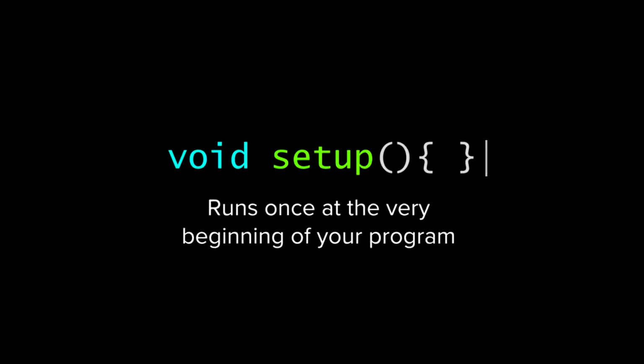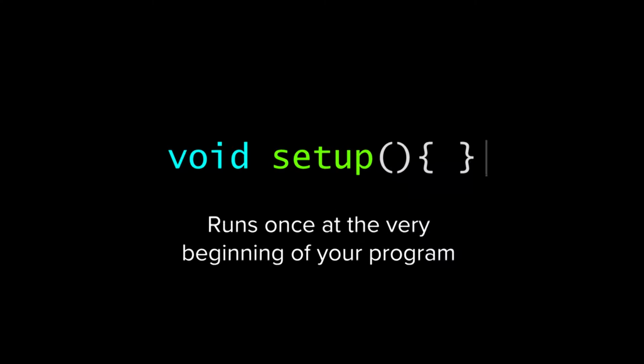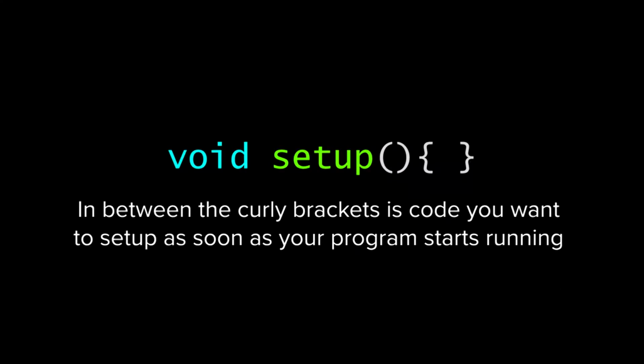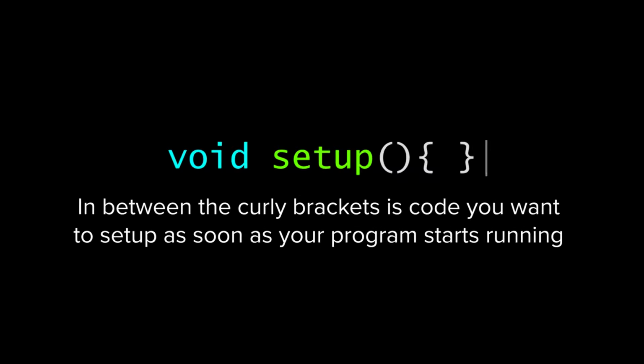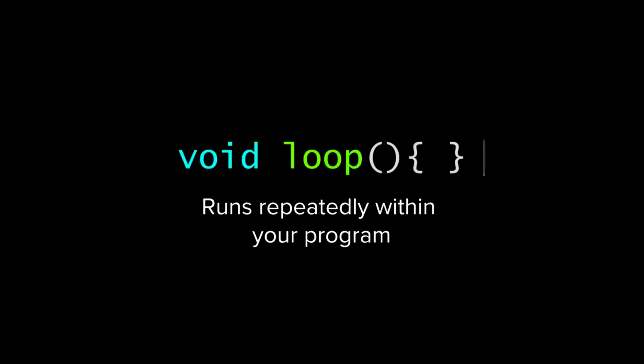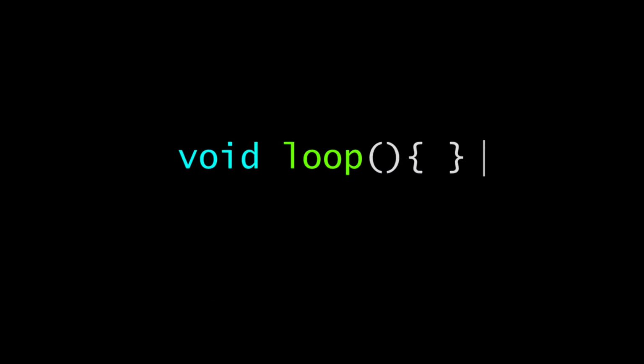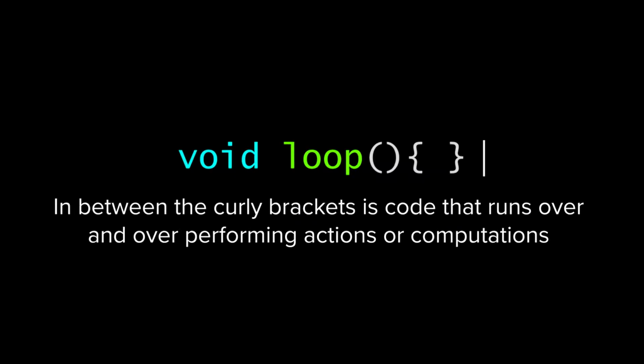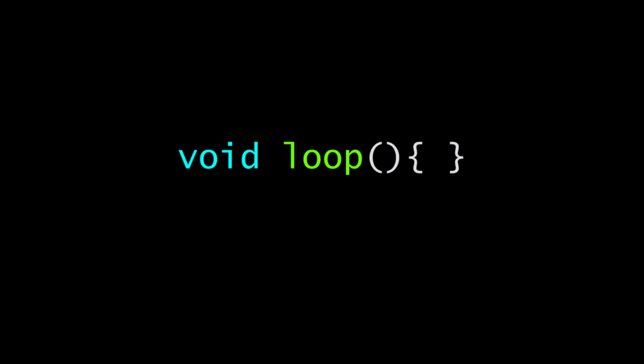Which brings us to two core functions of the Arduino sketch: setup and loop. Void setup will run once at the very beginning of your program. Inside the curly brackets is code you want to set up as soon as your project starts running. Void loop is called repeatedly within your program. Inside the curly brackets is code that runs over and over performing actions or computations. This is where the bulk of your Arduino sketch will reside.